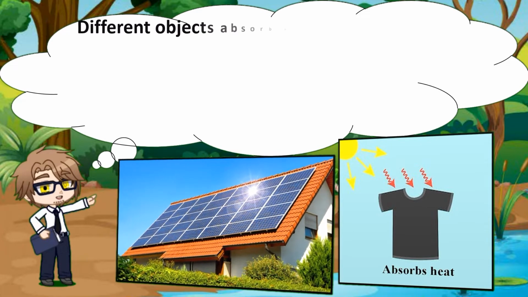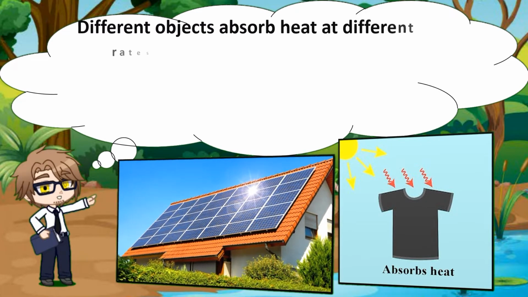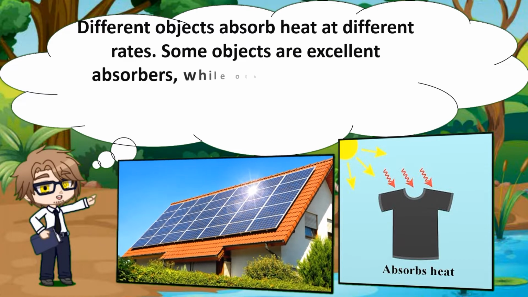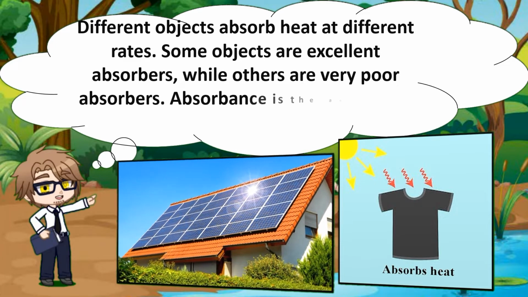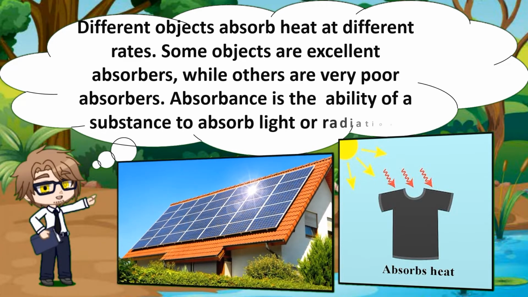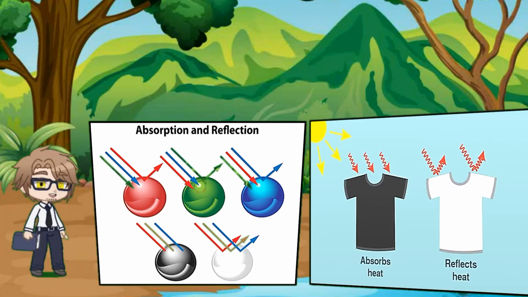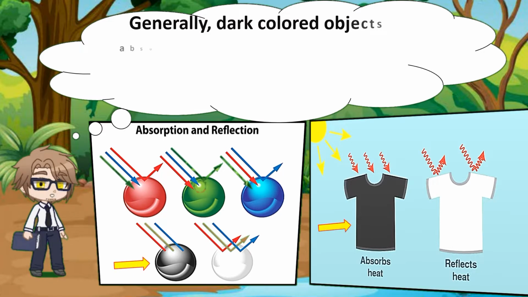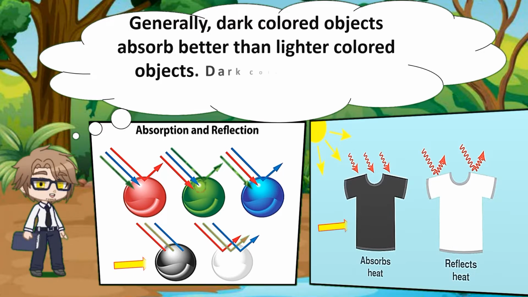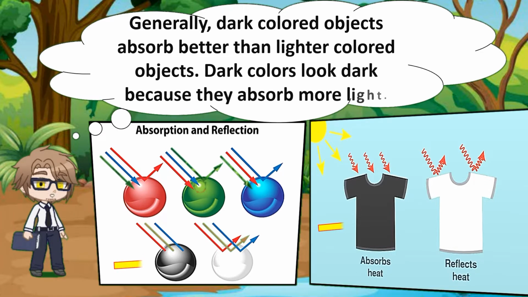Different objects absorb heat at different rates. Some objects are excellent absorbers, while others are very poor absorbers. Absorbance is the ability of a substance to absorb light or radiation. Generally, dark-colored objects absorb better than lighter-colored objects. Dark-colored objects look dark because they absorb more light.